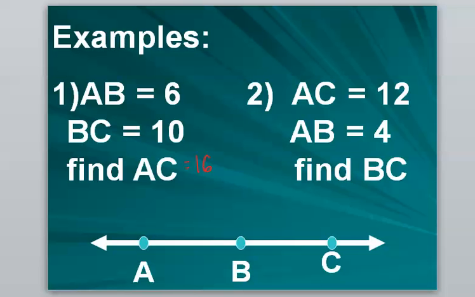Number 2 says A to C is 12, and that's the whole length of those two segments. From A to B is 4, and it wants us to find the length or the distance from B to C. If the entire segment is 12 and A to B is 4 of it, this would be a subtraction, and BC would be 8, because 12 minus 4 is 8.